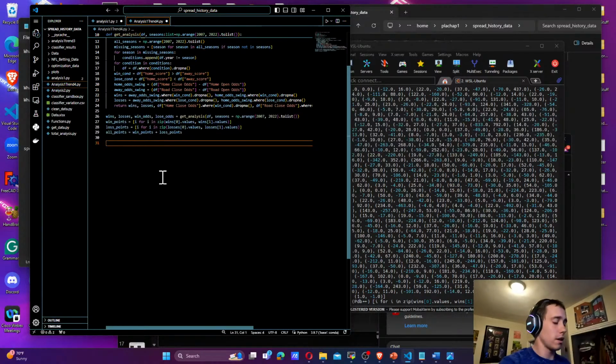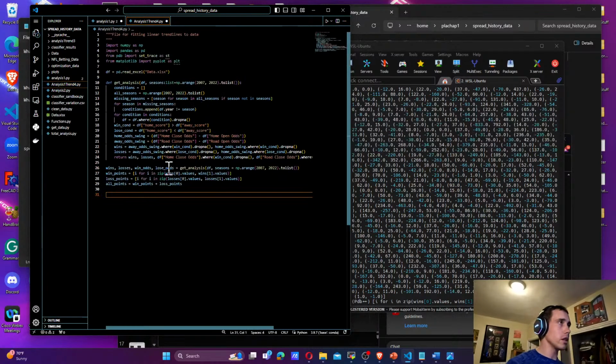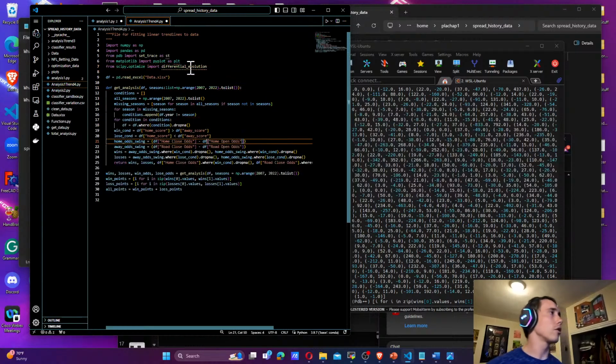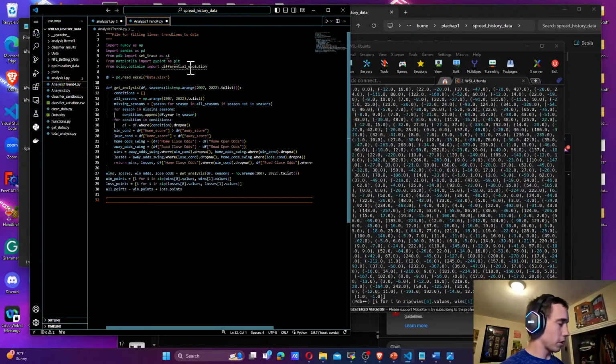Now we just have to, let's go up here, from scipy optimize import differential evolution, which is my favorite optimization algorithm because it's so general you could apply it to anything. So that's what we're going to start with.